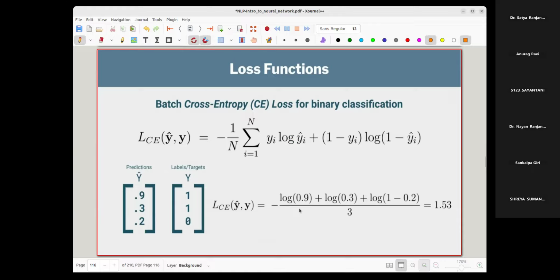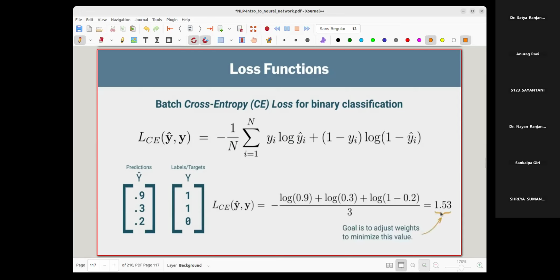If you see, this one, 0.9 versus 1, is very close, so we can say it is correctly predicting. This one is also correctly predicting, 0.2 is very close to 0. But this one is not correctly predicting. That's why this error. So this is called the loss.